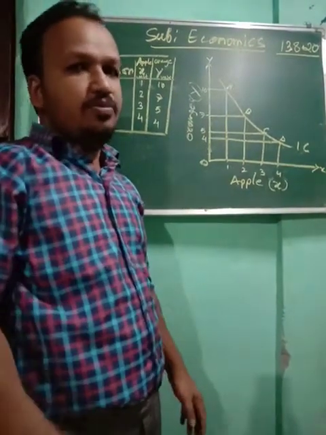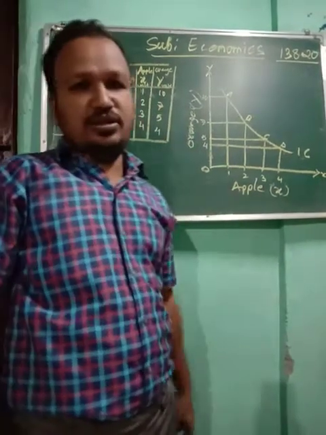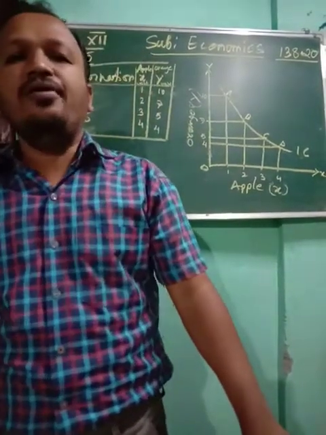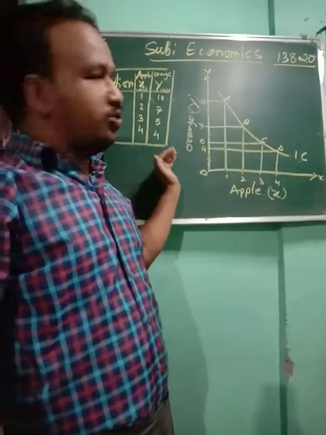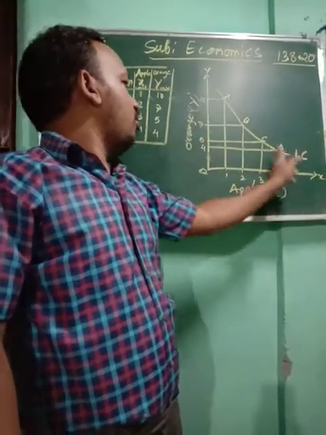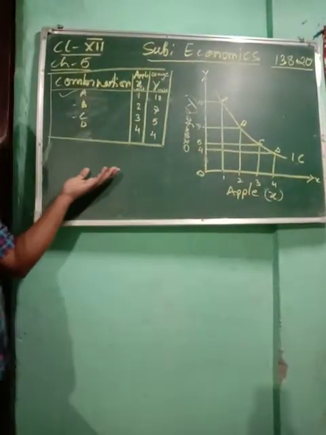So always keep this concept in mind. When the consumer consumes 1 commodity more, the consumption of the other commodity has to be reduced. In this way, due to MRS, marginal rate of substitution, only due to MRS your indifference curve will be downward sloping. So this is about your indifference curve.